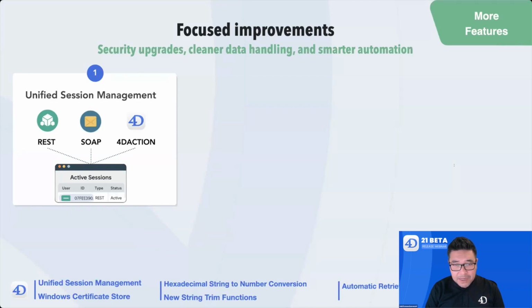Second, HTTPS requests can now use certificates directly from the Windows certificate store. There are no files to manage on the disk, no risky handling. Certificates remain protected at your system level, and 4D retrieves them automatically when a request is sent.